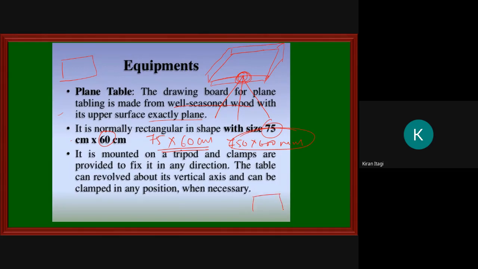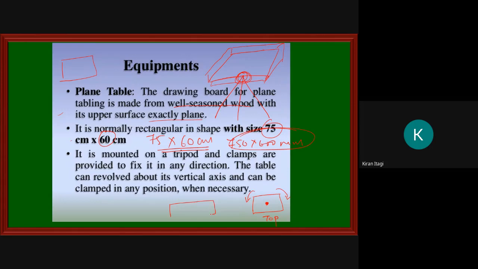If I draw the plan, you are seeing it from the top view. I am showing you the top view. This is the center of the table. You are seeing the plane table from the top. This table can be rotated in any direction, 360 degrees, about the vertical axis.